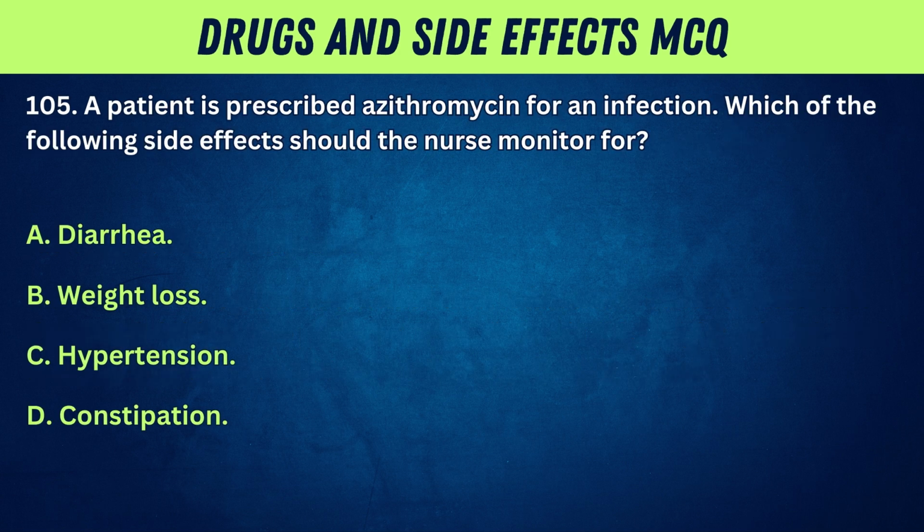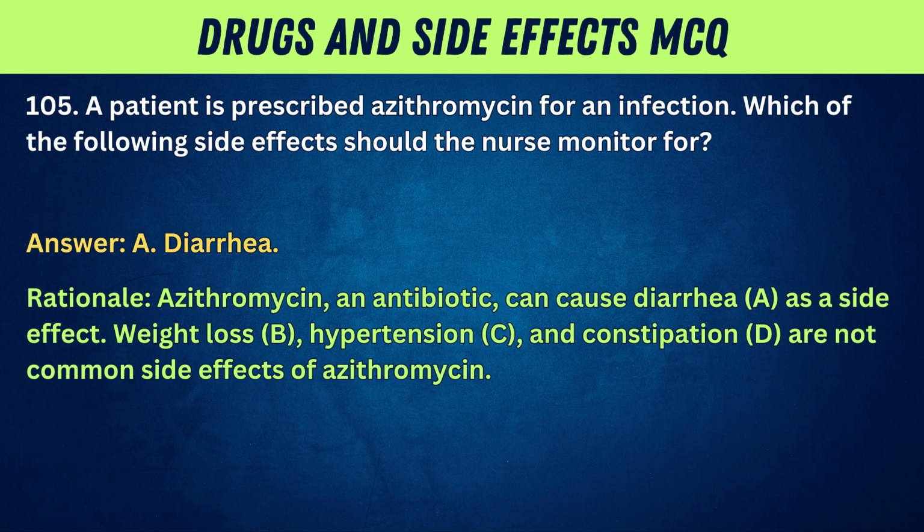105. A patient is prescribed azithromycin for an infection. Which of the following side effects should the nurse monitor for? A. Diarrhea. B. Weight loss. C. Hypertension. D. Constipation. Answer: A. Diarrhea. Rationale: Azithromycin, an antibiotic, can cause diarrhea as a side effect. Weight loss (B), hypertension (C), and constipation (D) are not common side effects of azithromycin.